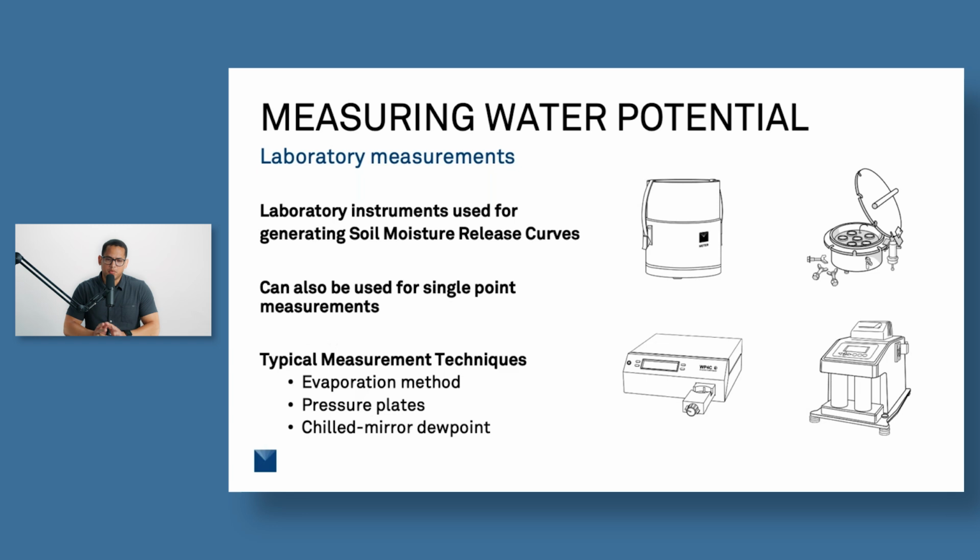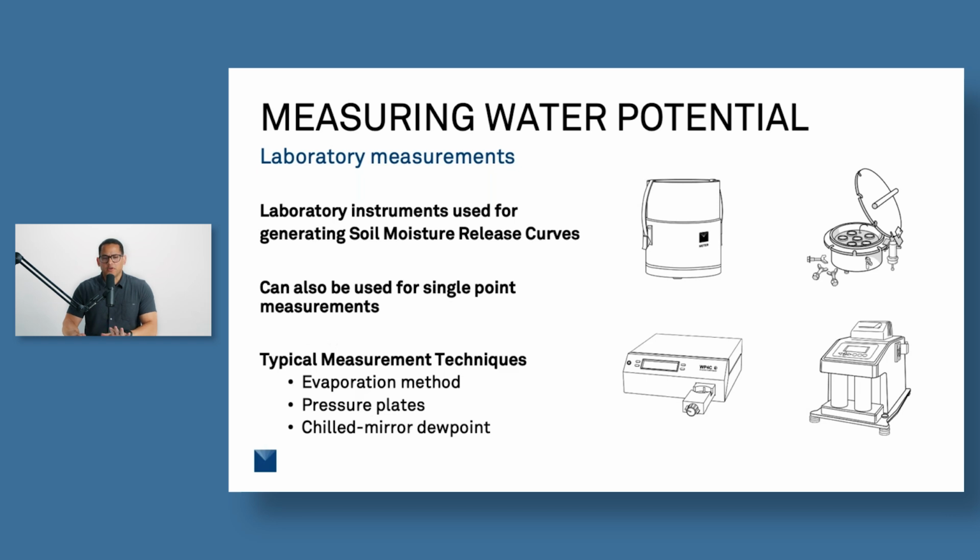With pressure plates, we won't hit on them as much, but you're exerting a set pressure to bring a sample to a specific water potential. And so you're going to have to do this in multiple steps. And then we have our chilled mirror dewpoint technique, which can be used for spot measurements, and can also be used in tools like the vapor sorption analyzer to generate automated retention curves as well. That is a technique we'll dive a little more into, how that works.